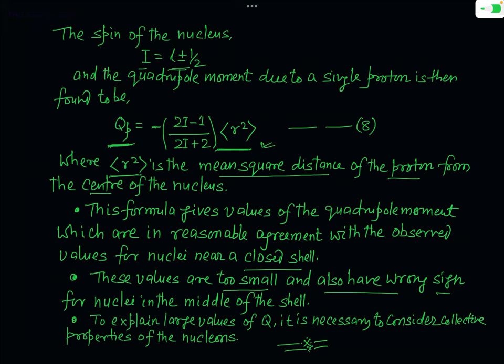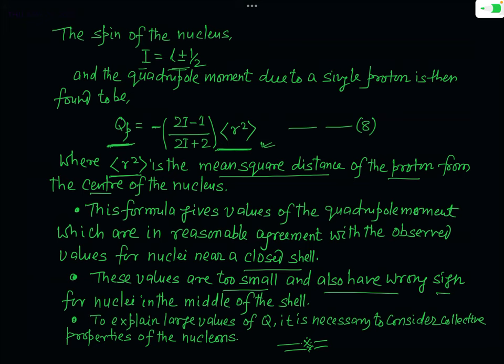In fact, here the quadrupole moment has been calculated for a single proton. But if you want to explain why the quadrupole moment Q of the nucleus is very large in comparison to the value obtained in this equation 8, then you have to consider the collective properties of nucleons. So when we discuss the collective nuclear model in the forthcoming lecture, you will see that its prediction about the quadrupole moment will be more appropriate. And when we consider the collective properties of nucleons, we can explain why the quadrupole moment of nuclei is very high in comparison to this Q_P.